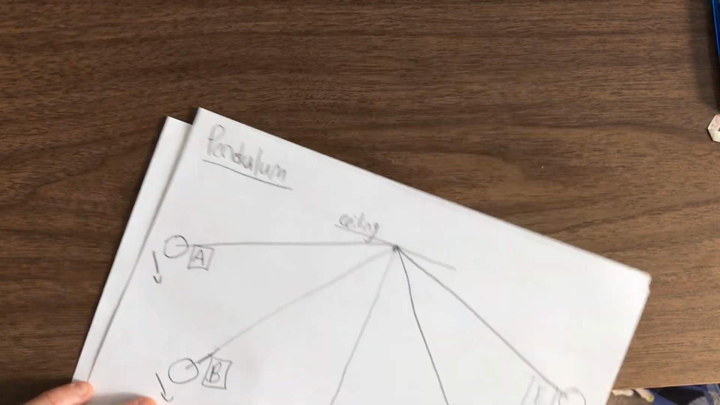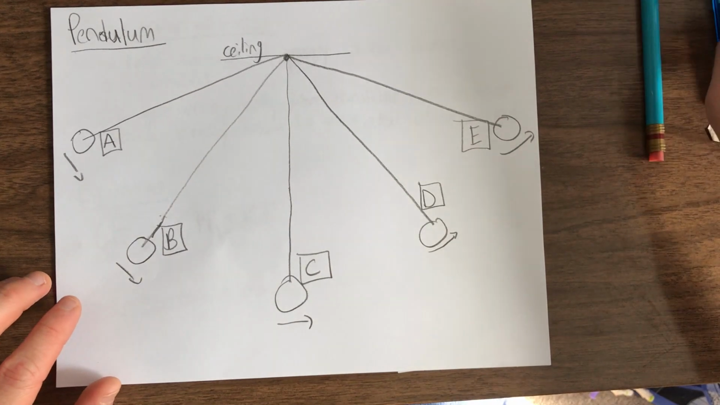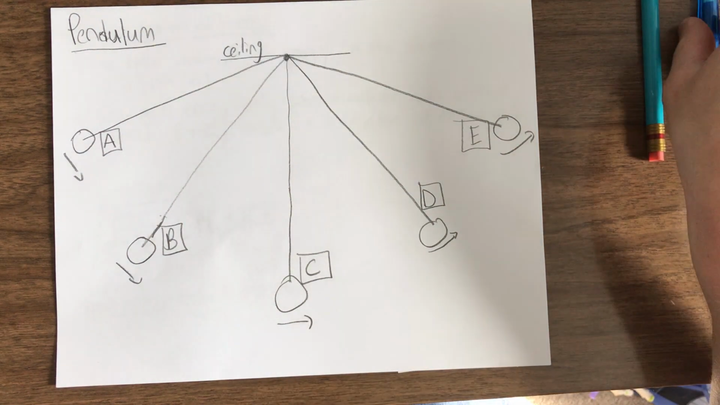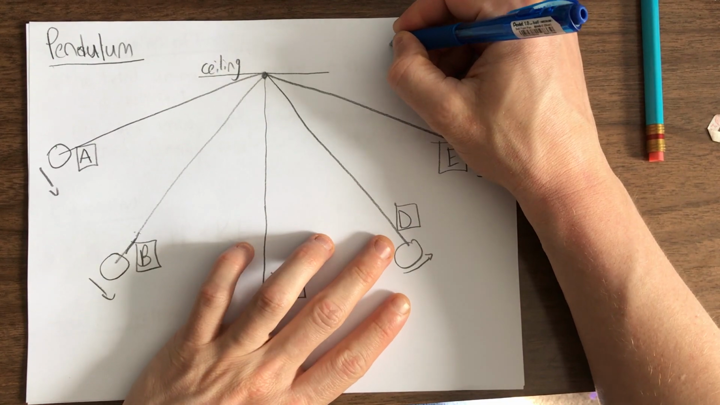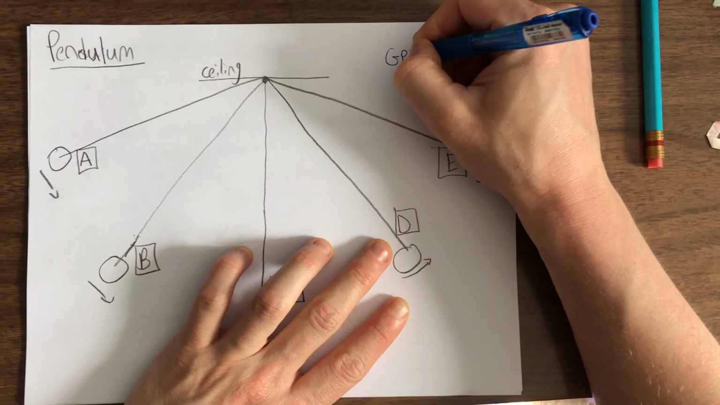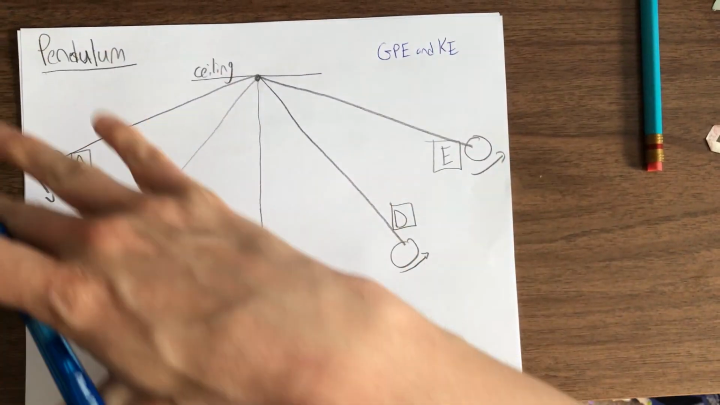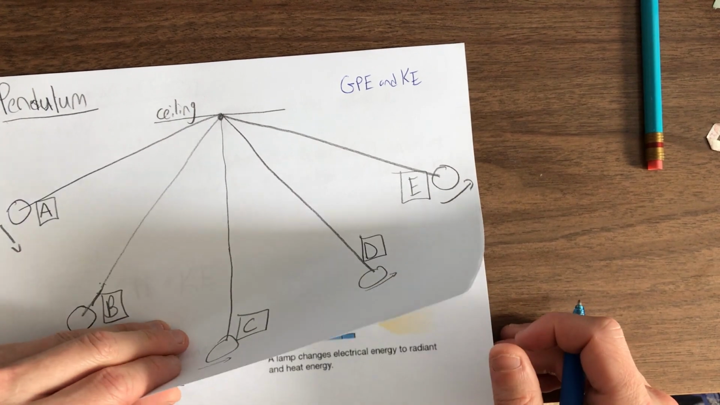Okay, so I want to look at that idea when we analyze a pendulum. In September and October, we looked at pendulums, and we're going to bring that back around now. There are two types of energy we're going to be looking at with a pendulum, and it is GPE and KE.